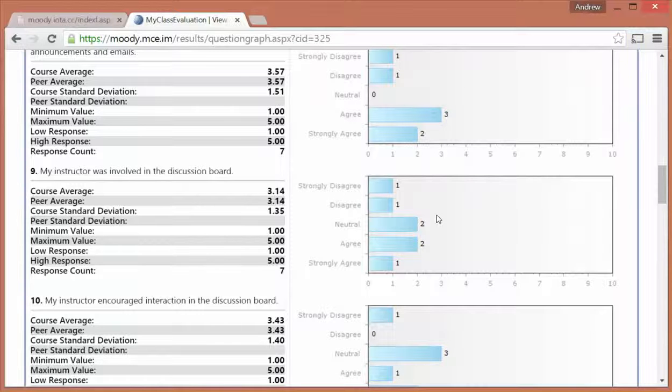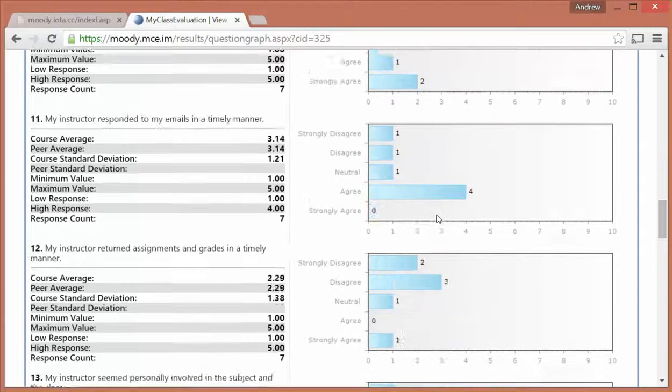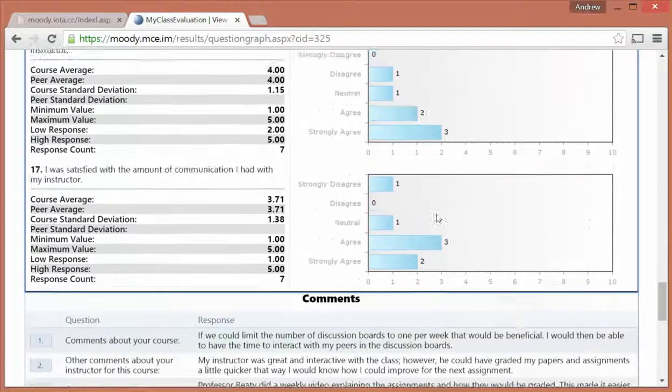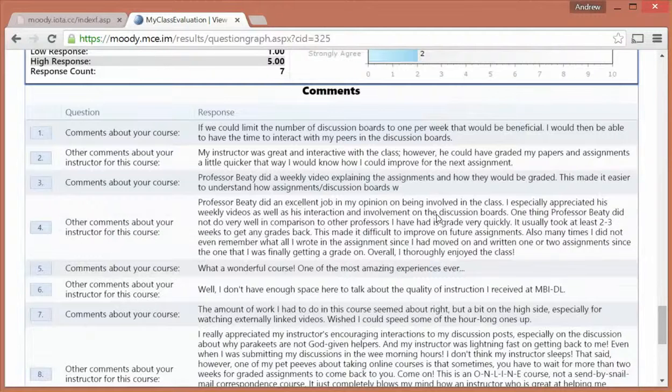So then I would be looking specifically to see the comments that the students had in that area. Then down here are the qualitative responses, and again, you'll see both comments about your course and then comments about the instructor.